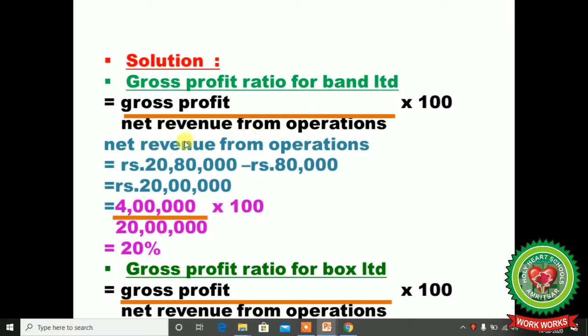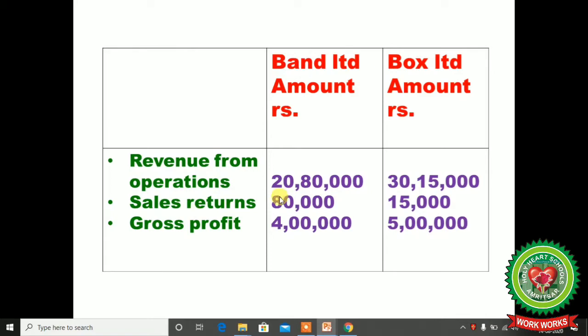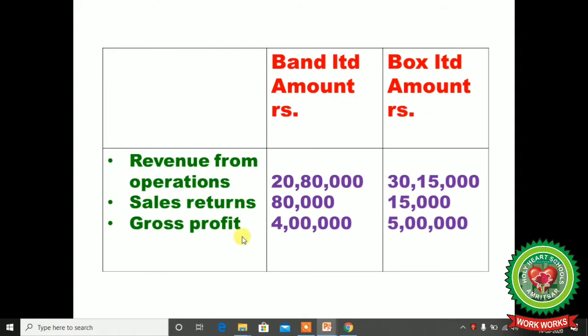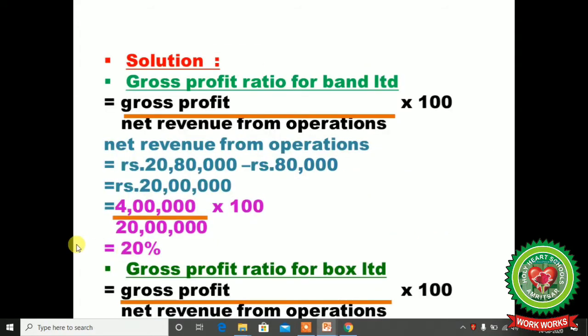Okay, and how to find out net, because here returns are also given. Sales return minus 80,000, so you get 20 lakh total net revenue. Then 4 lakh gross profit is already given to you. Apply it in the formula: 4 lakh divided by 20 lakh multiplied by 100 is 20%. This company's gross profit ratio is 20%.